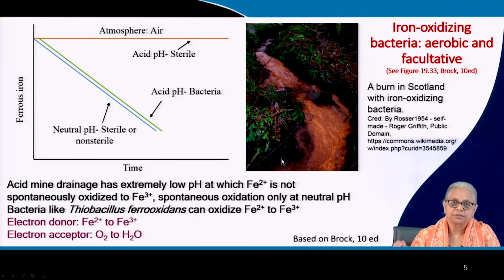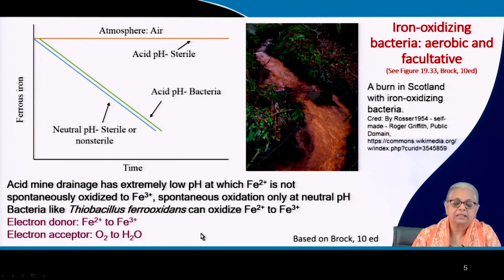So this graphic shows us a conceptual way of showing that the oxidation of ferrous iron to ferric iron is spontaneous only under neutral conditions. So you can see these two lines which show the decreasing ferrous iron concentration under neutral pH. Whether the bacteria are present or not present, it doesn't matter. It's a spontaneous chemical reaction. Under acidic conditions, you can see under sterile conditions there is no change in the concentration of ferrous iron. It is only when bacteria are present under acidic conditions, only then is ferrous iron oxidized to ferric iron.